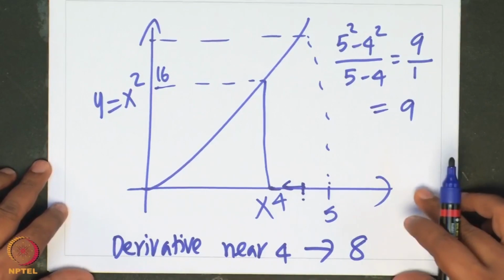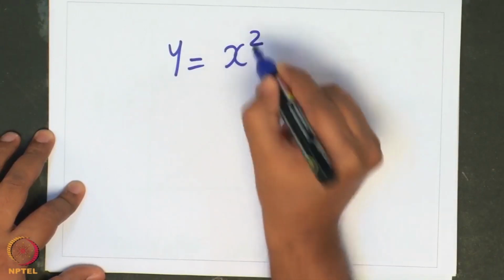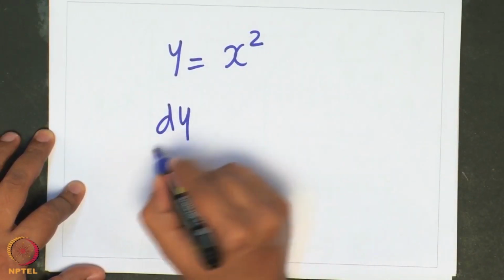So it turns out that for this function y is equal to x square, if you take this function and calculate the slope, you have the function y is equal to x square and you calculate dy by dx.